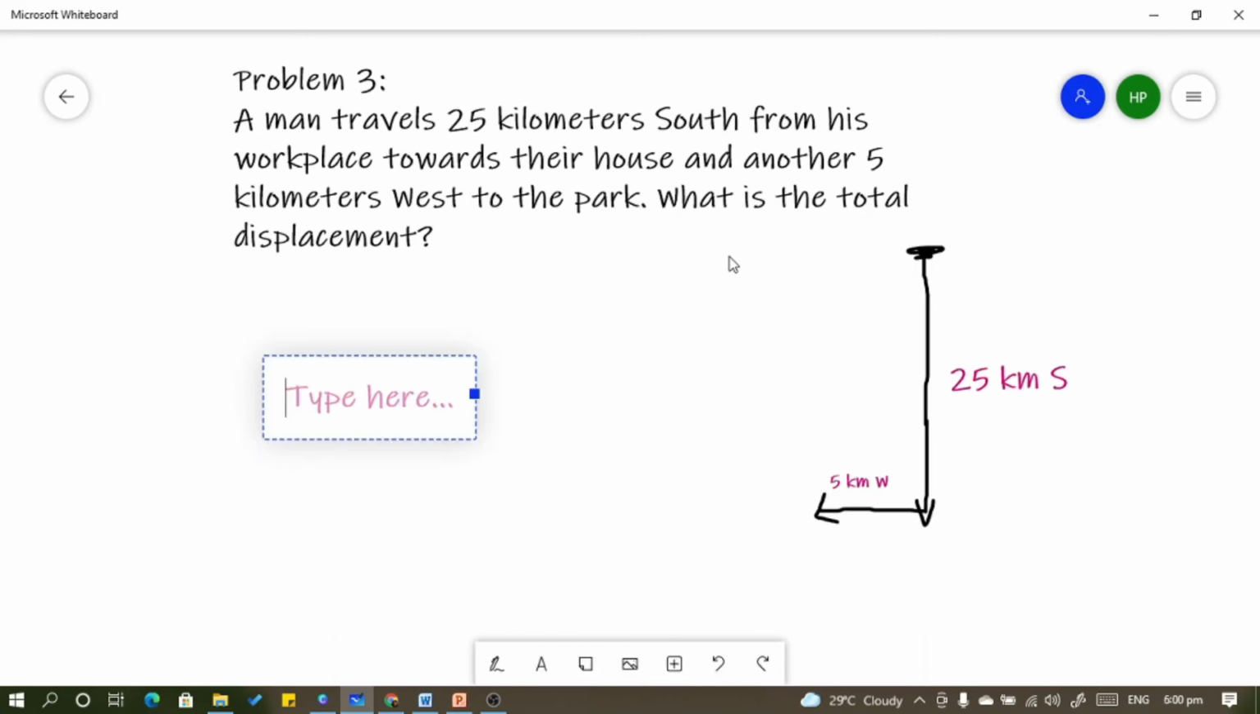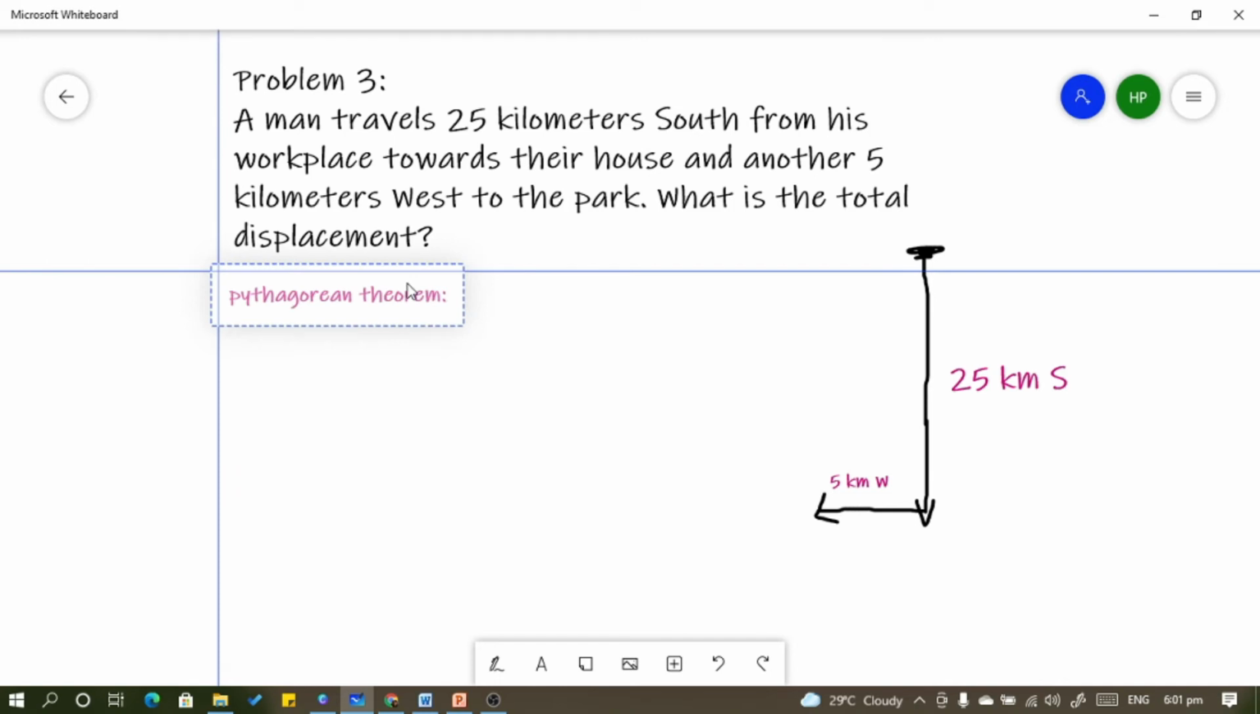We see here in the graph, it's diagonal. So what are we going to do if they have different directions or they are not in linear form? They don't have opposite directions, because the opposite direction of south is north and the opposite direction of west is east, right? In this problem, we're going to use the Pythagorean theorem in order to identify its total displacement, this line. So we're going to use the Pythagorean theorem.